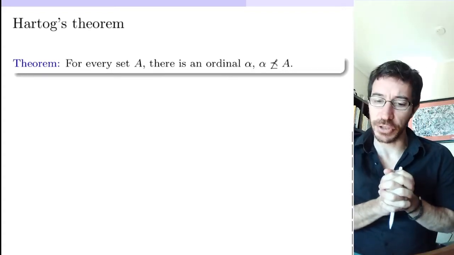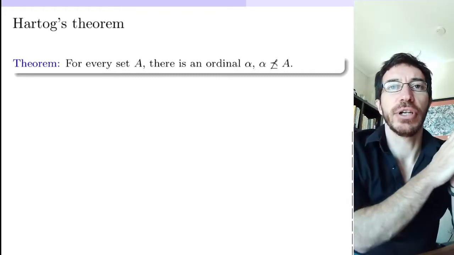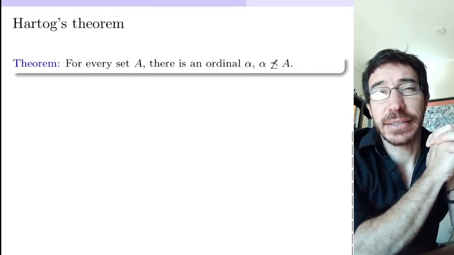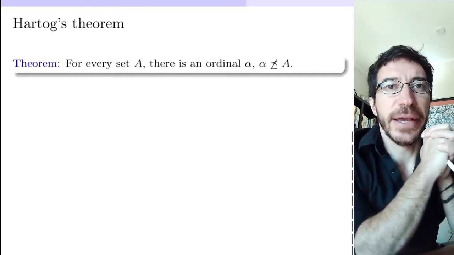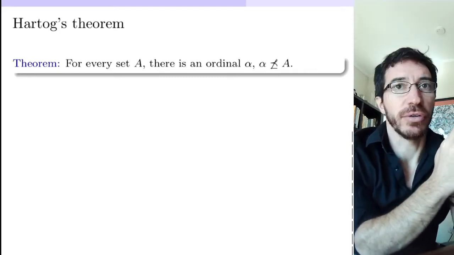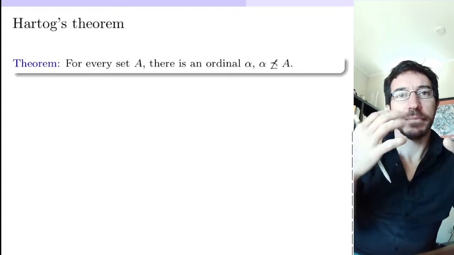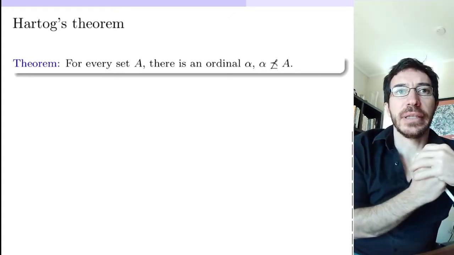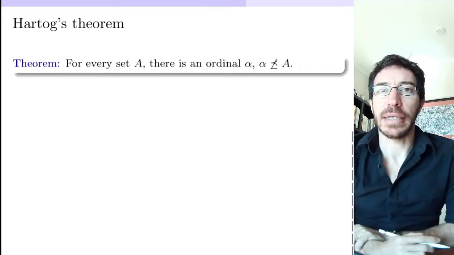So the first theorem I want to show you is Hartog's theorem. Hartog's theorem is essentially saying that there are ordinals that are large. For every set A, it doesn't matter what the size of this set A is, think of a big set A, there is an ordinal alpha that is not dominated by A.